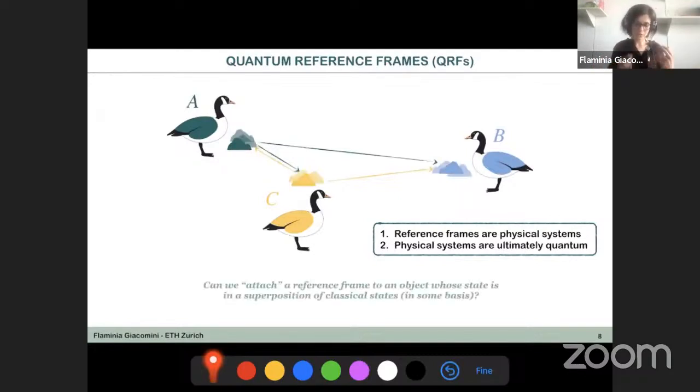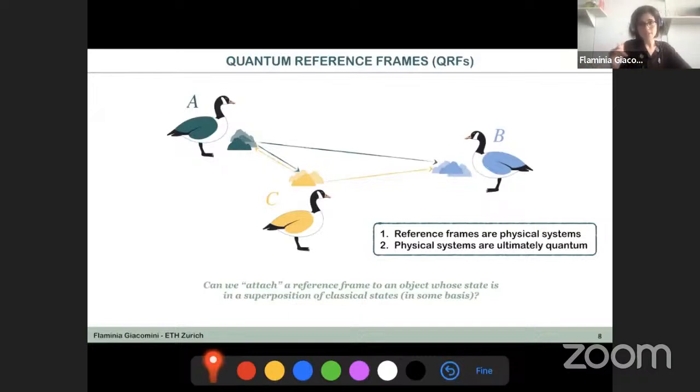So the question that we want to ask is, imagine now that these rocks have a quantum state. So they can be in a quantum superposition or even entangled with other physical systems. Does it make sense to just put a coordinate system on top of this quantum system? Can I attach a quantum reference frame to an object whose state is in a quantum superposition state?